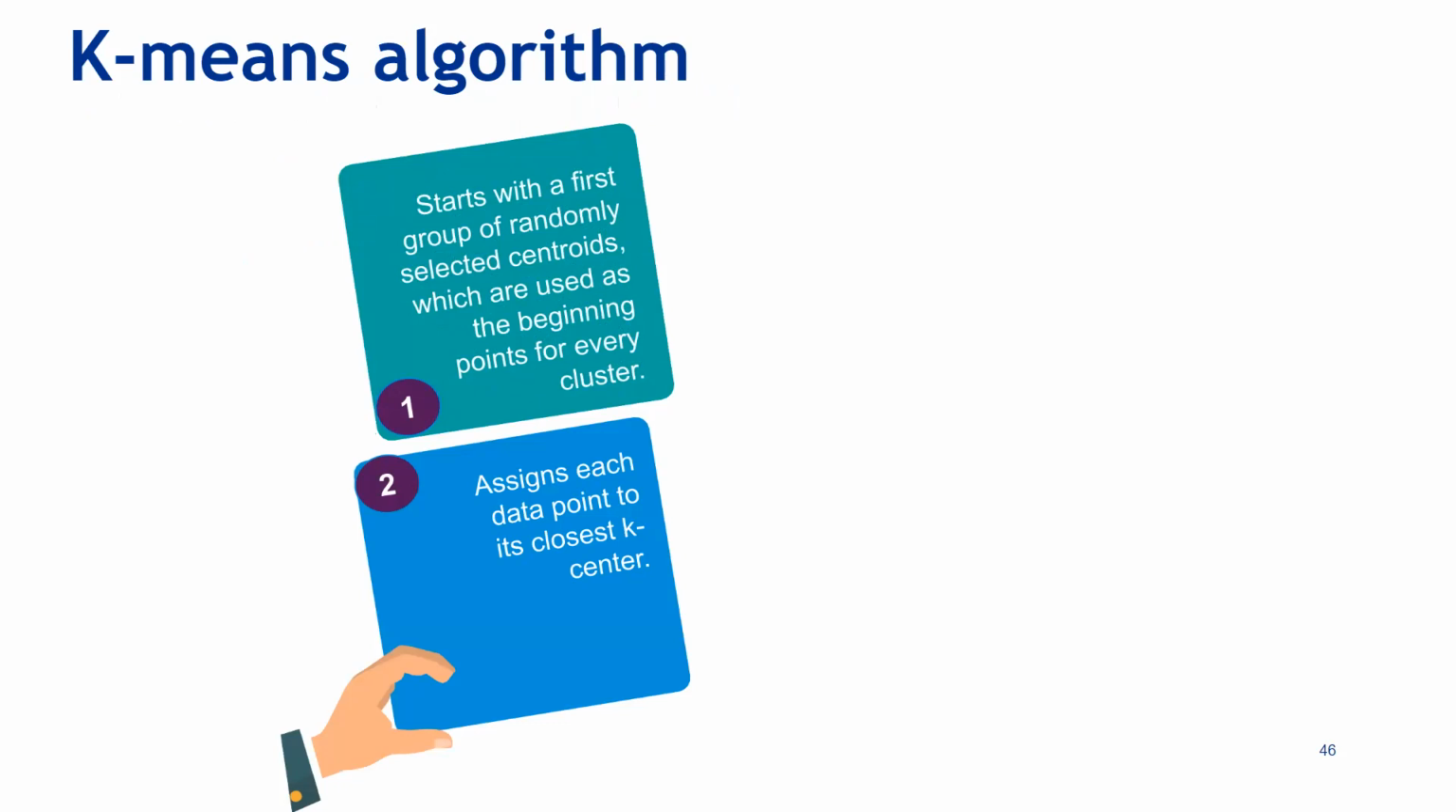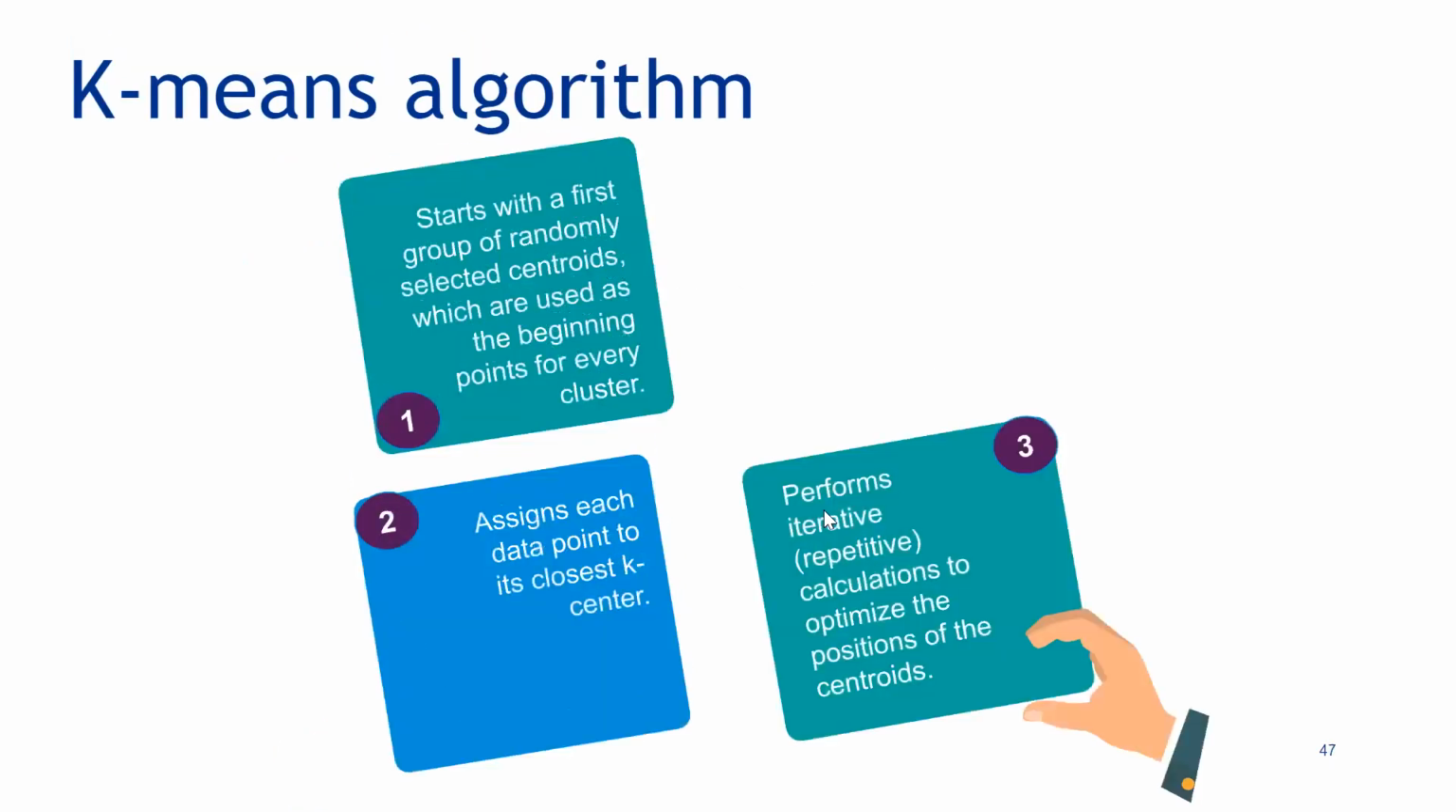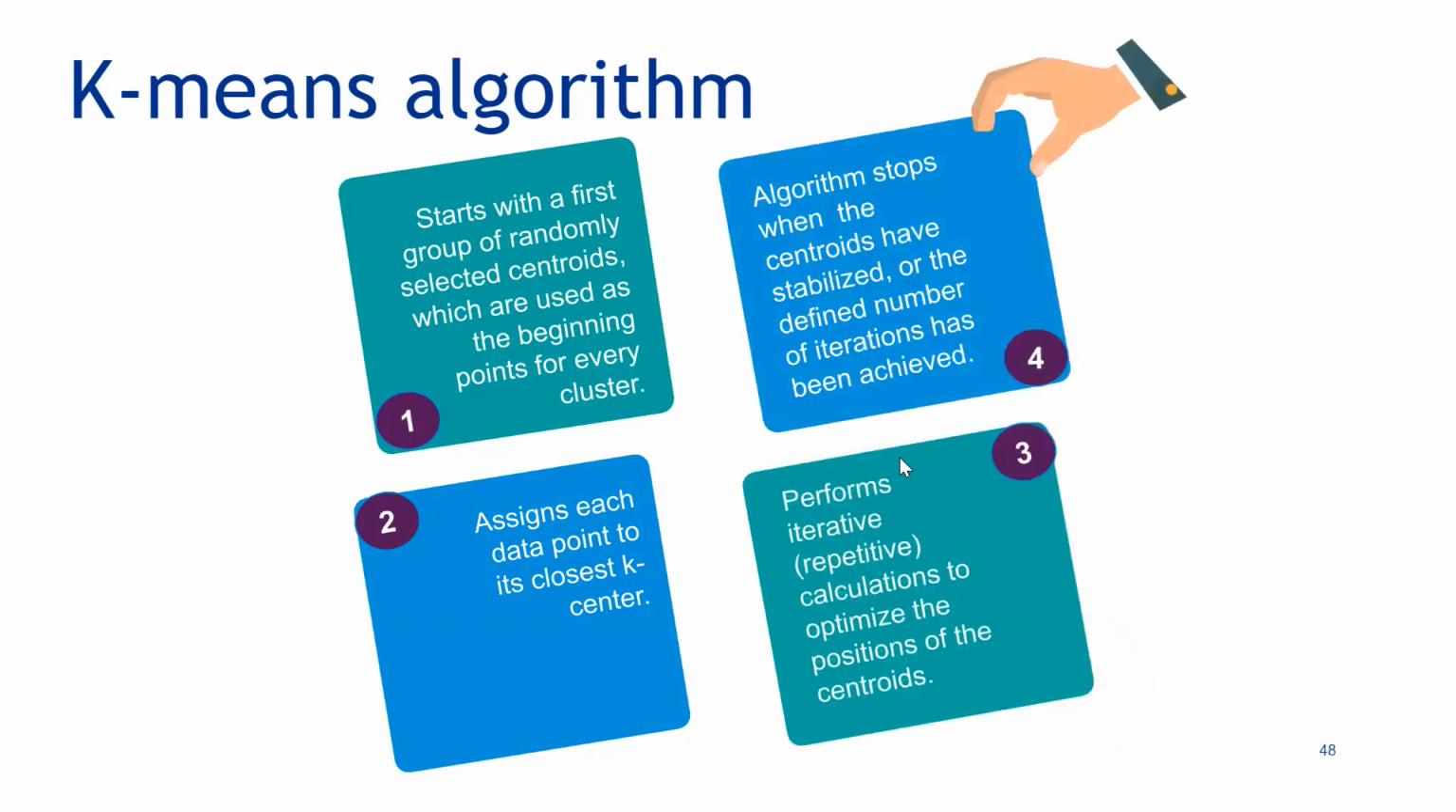Third, it performs iterative calculations to optimize the position of the centroid. We repeat this process multiple times to finally reach clusters where no changes are happening in the clusters. And the last one: the algorithm stops when the centroids have stabilized or the defined number of iterations has been achieved. That means where we are going to stop this algorithm.